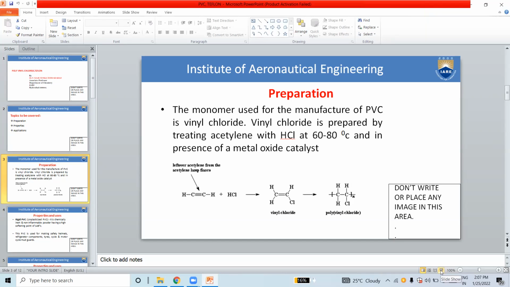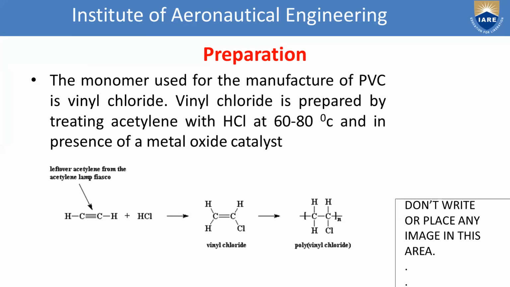Vinyl chloride. But vinyl chloride is not directly available, so it needs to be prepared before undergoing polymerization to polyvinyl chloride. First of all, vinyl chloride is called the monomer of PVC. Monomer means the basic unit of a polymer, and it is also called a repeating unit. The total number of repeating units present in a polymer is called the degree of polymerization.